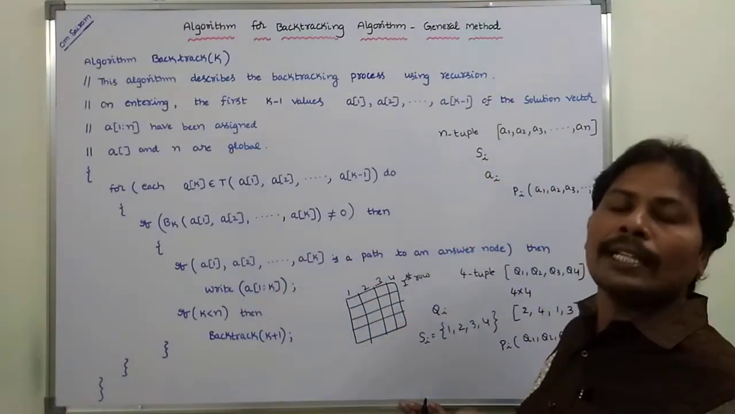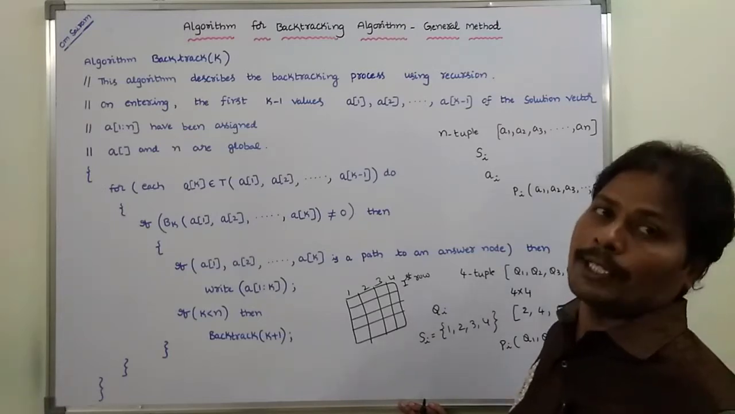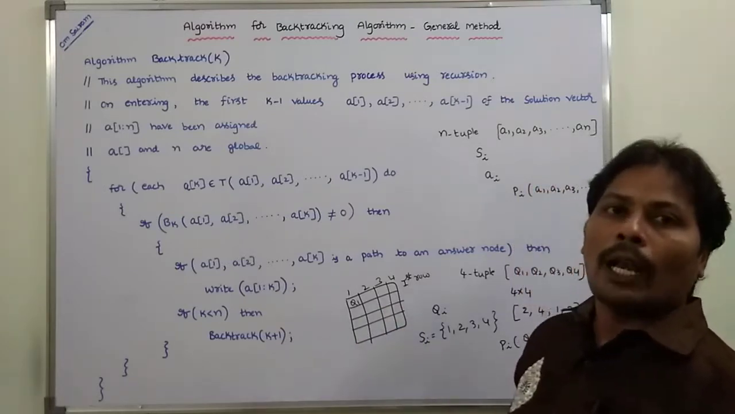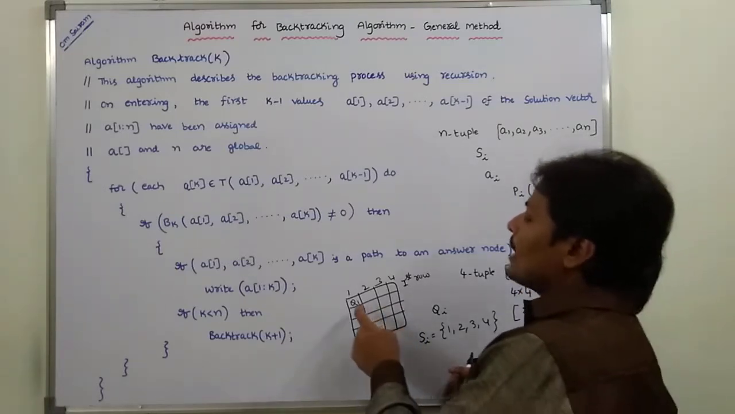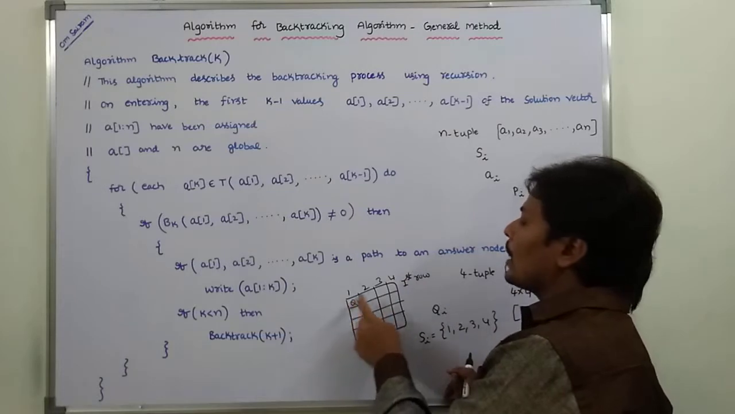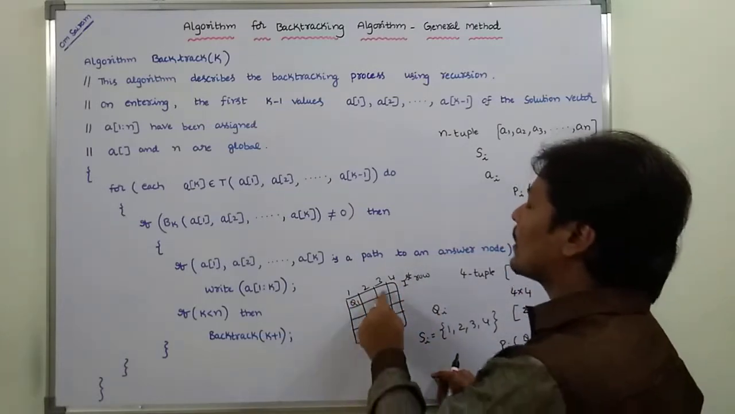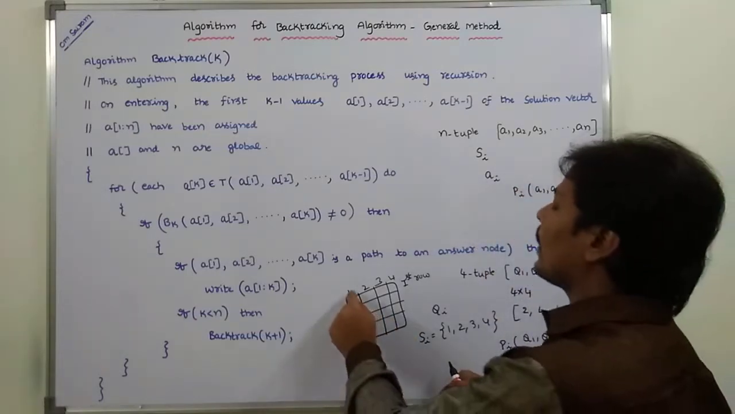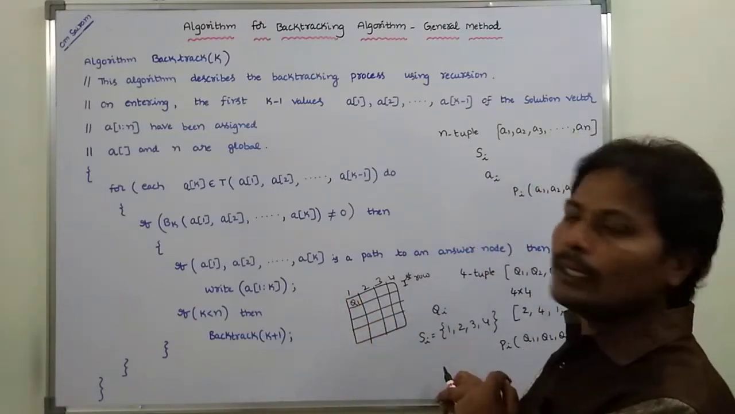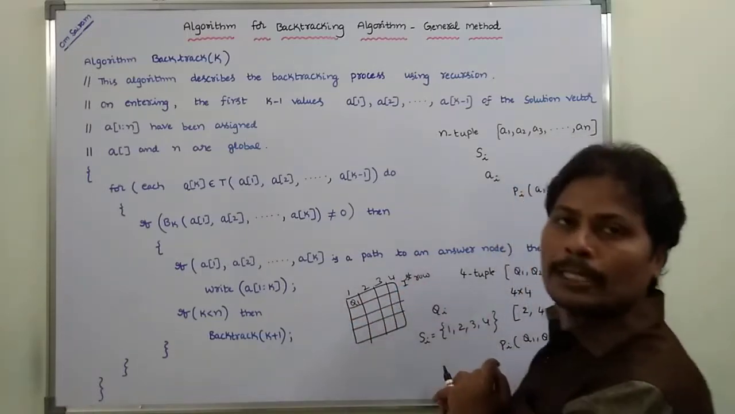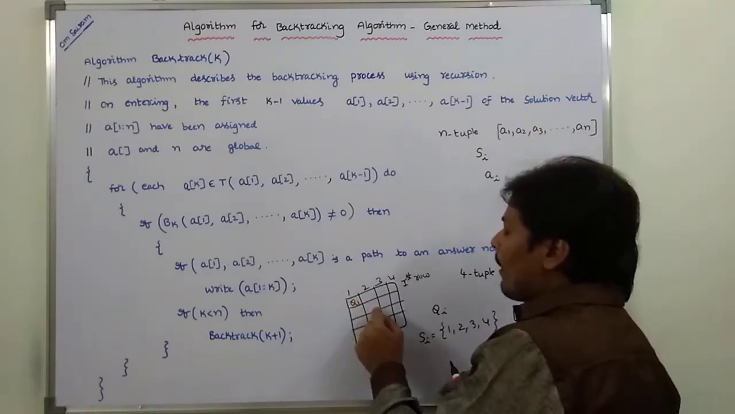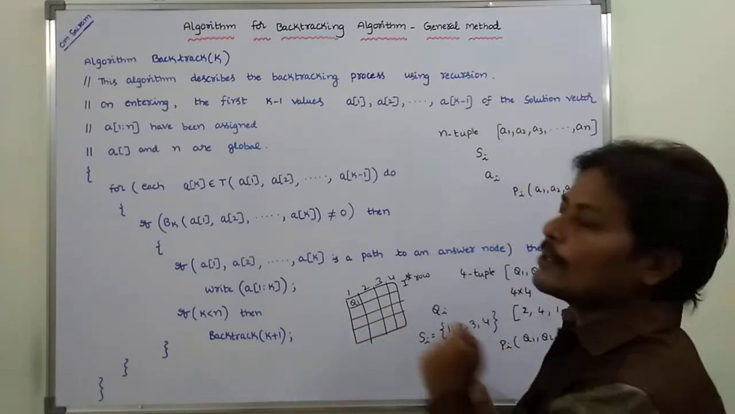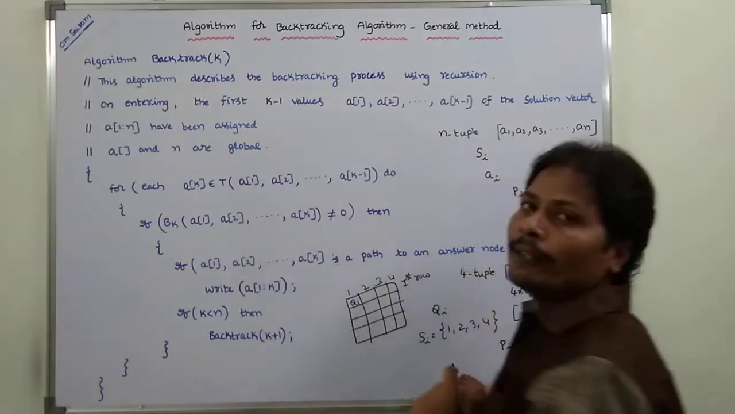Here the bounding function is nothing but the criteria function. Suppose queen 1 is placed on the first column. No two queens are on the same row, so there are no other queens on that row. No two queens are on the same column, so in that column only q1 is placed. No two queens are on the same diagonal, and in the diagonal there is no queen. So it satisfies the bounding function.